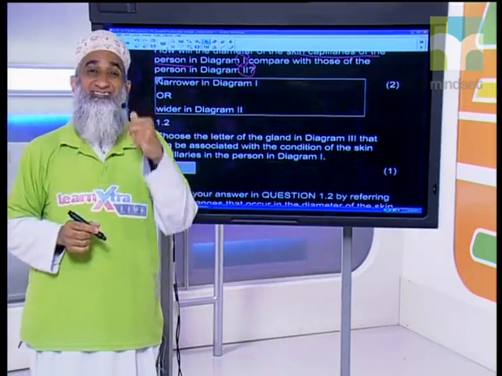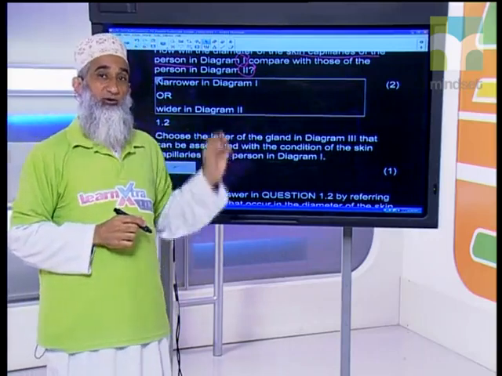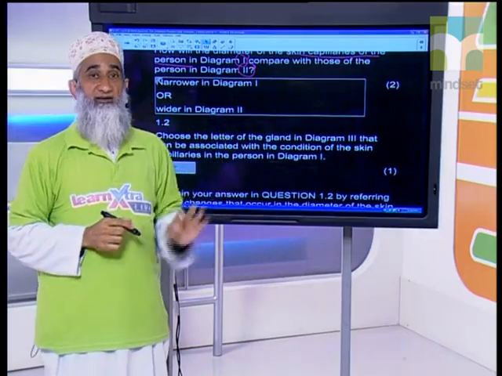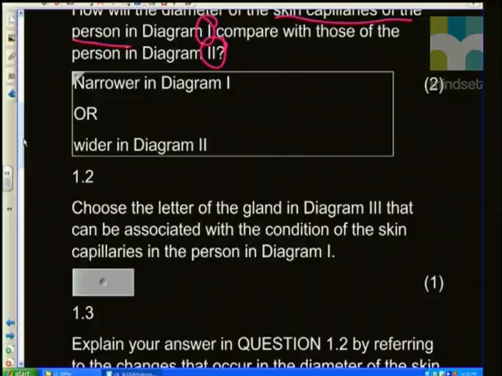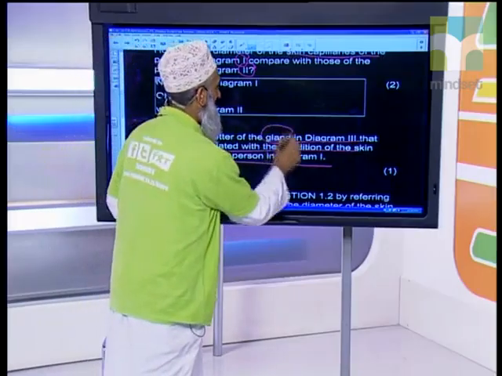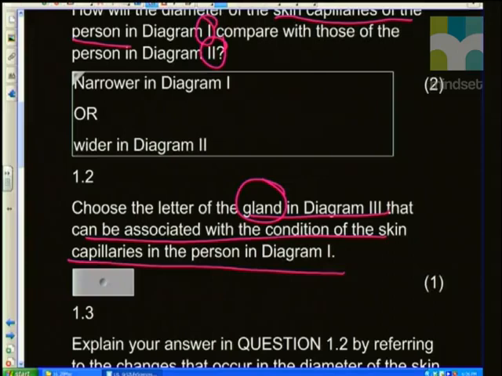And don't use thin and thick either. You either use wider or narrower or constricted and dilated. The best, constricted and dilated. Choose the letter of the gland in diagram 3 that can be associated with the condition of the skin capillaries in a person on diagram 1. Listen to the question. Which gland in diagram 3 is associated with the condition with the person in diagram 1?